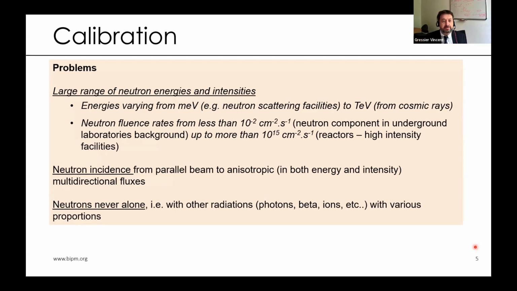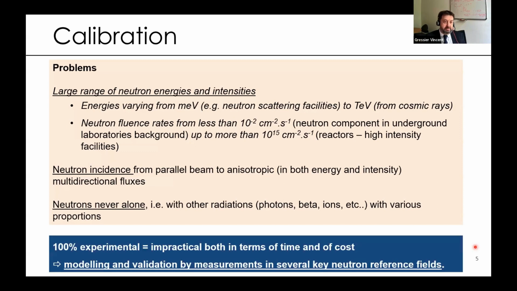orders of magnitude. The neutron incidence can be a parallel beam, but it could also be multi-directional fluxes, in both energies and intensity. And neutrons are never alone. You cannot have a pure neutron field; that doesn't exist. You will always have other radiation like photons and beta rays in various proportions. So if you want to characterize every parameter in an experimental way, that's impractical, both in terms of time and cost.